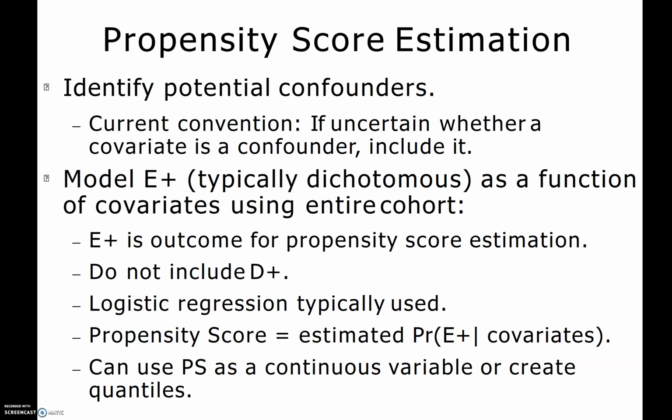So model E plus is typically dichotomous, but like I mentioned, it can be multiple levels. It is a function of those covariates using that entire cohort, all the research participants, all the observational study.